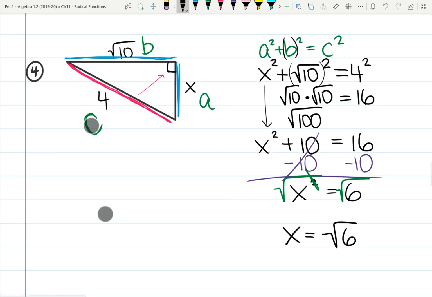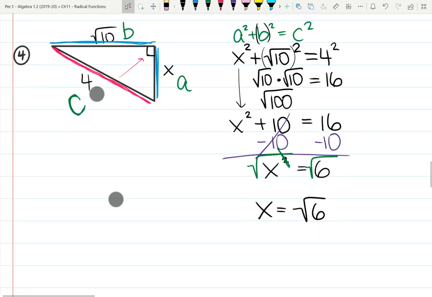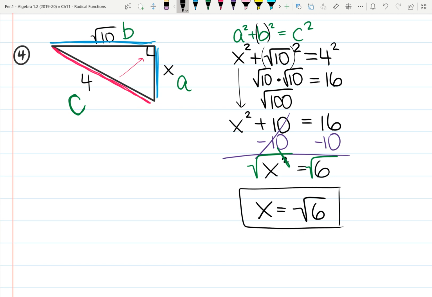I wonder if I can simplify the square root of 6. Is there anything we can split 6 into? Can we divide it by 4? No. Can we divide it by 9? No. Actually, they're all too big. So the square root of 6 cannot be simplified anymore. And there we go. That's it. I know that x, that side length over here in this picture, is the square root of 6.